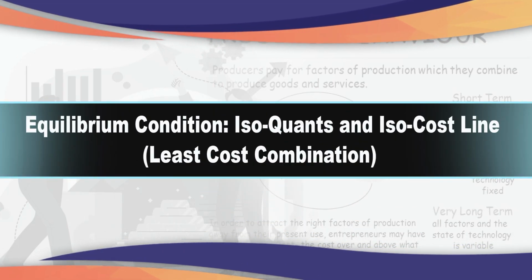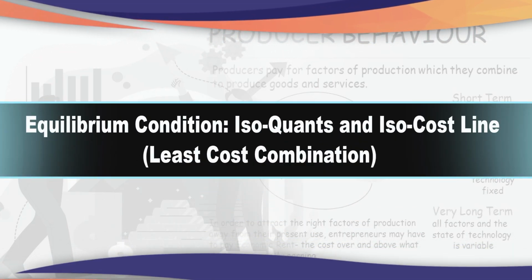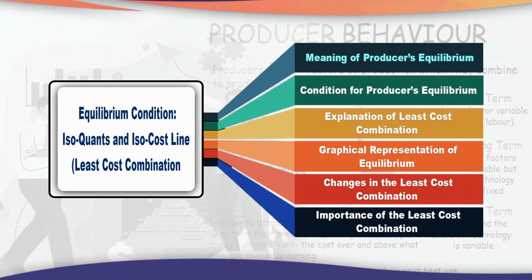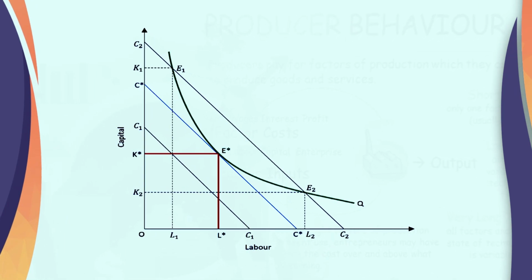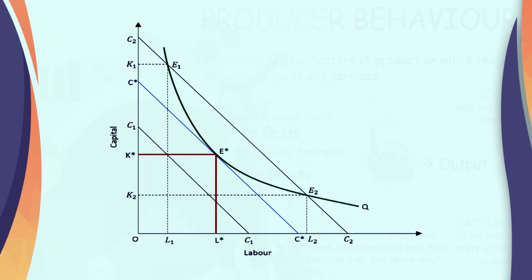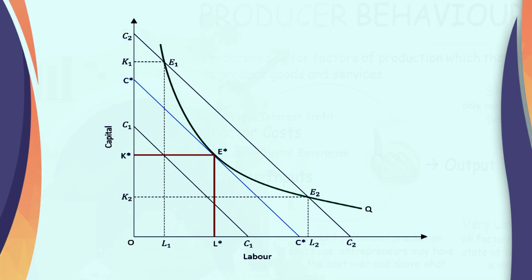Let us now move to the equilibrium condition, that is the combination of isoquant and isocost line, which is also called the least cost combination. So the meaning of producer's equilibrium is as follows. A producer reaches equilibrium when they maximize output at the lowest possible cost, or minimize cost for a given level of output.